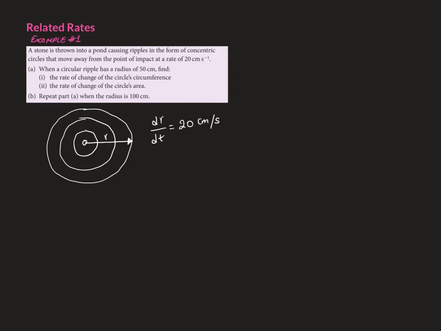A, when a circular ripple has a radius of 50 centimeters, find 1, the rate of change of the circle circumference, and 2, the rate of change of the circle's area. B, repeat A when the radius is 100 centimeters.